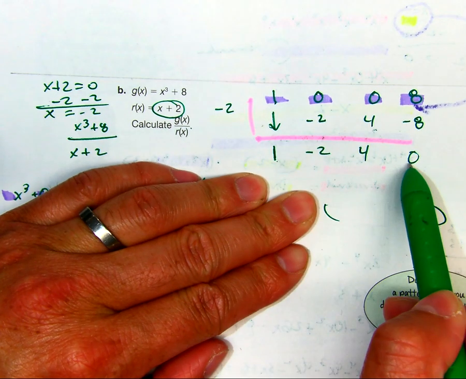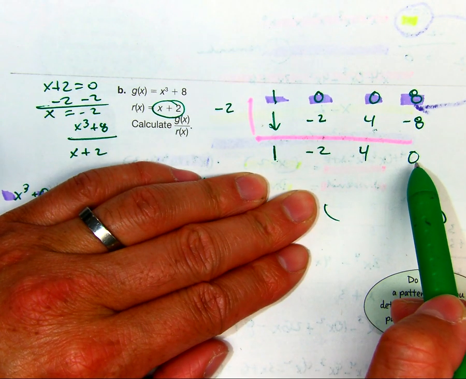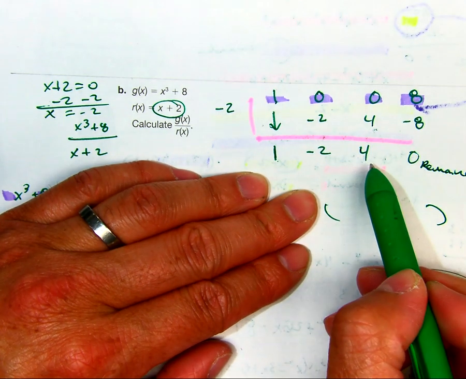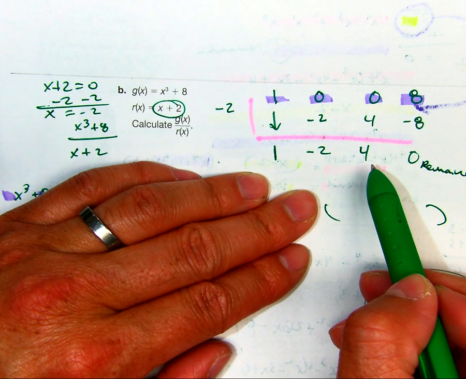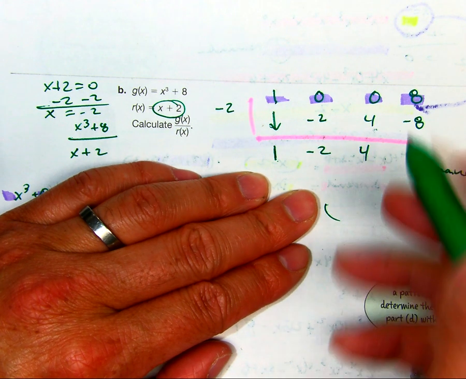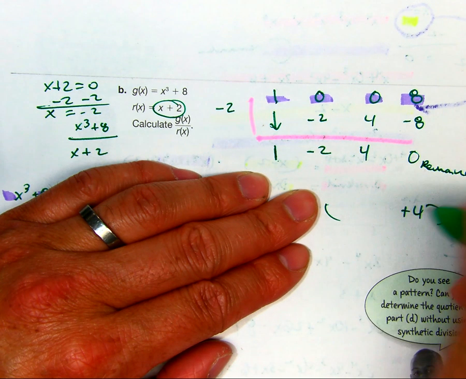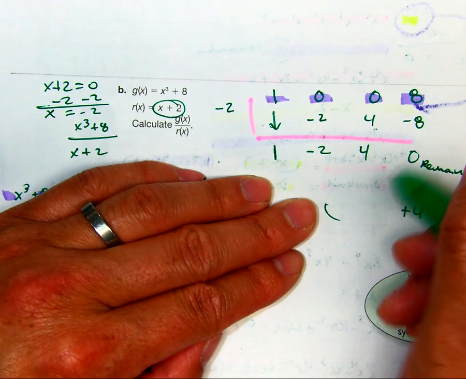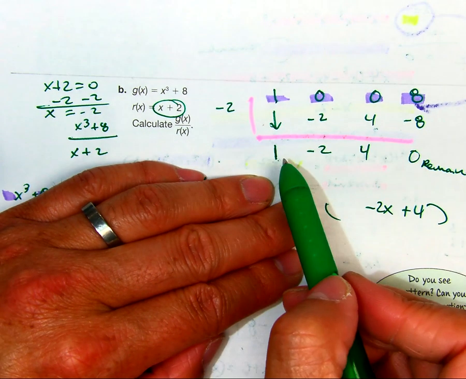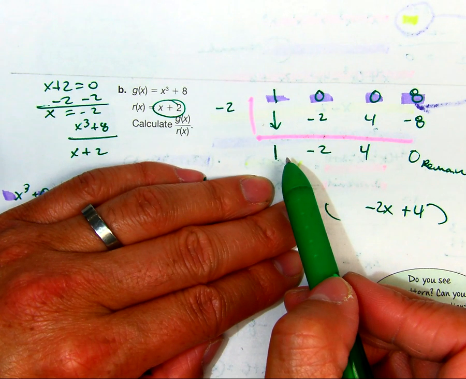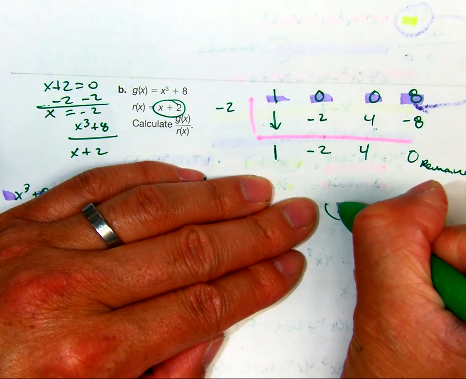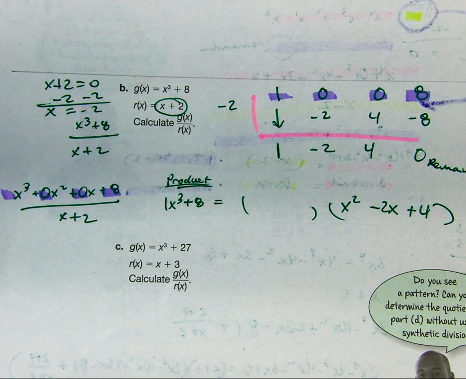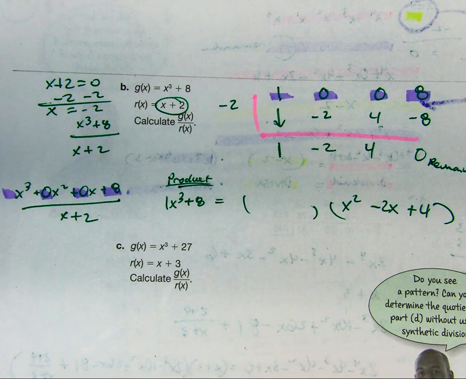So what does a 0 represent? The remainder. How about this one? Does it have an x on it or nothing? Nothing. So that's a 4 is positive. What does this negative 2 represent? So it's negative 2x. And this one over here? X squared. Okay. Raymond? What do I need to put in here now? X plus 2.